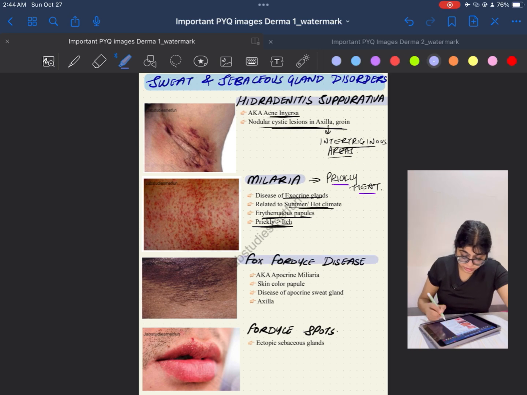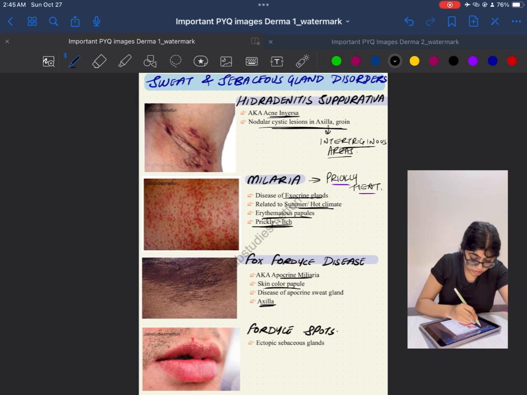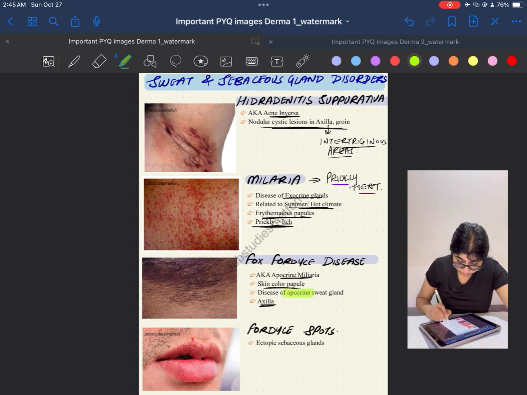What we have next is Fox-Fordyce disease. It is also known as apocrine miliaria, and it is a skin-colored papule. It is seen in the axilla, and it is a disease of apocrine sweat gland. Next one are Fordyce spots. Those are ectopic sebaceous glands, mostly seen on top of the lip. This is a recent PYQ.